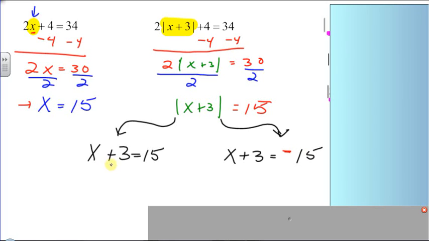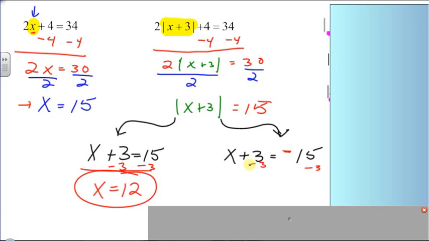I think you could all handle solving this, and you don't even need to write this at this point. Once you come up with x plus 3 equals 15, I think most of you can handle coming up with x equals 12. And here we're going to subtract 3 from both sides. We're going to get x equals negative 18. There we've got 2 answers for our number line. You can double check both of them. You can plug each of them back into here. That's going to be 2 times 15 is 30 plus 4 is 34.